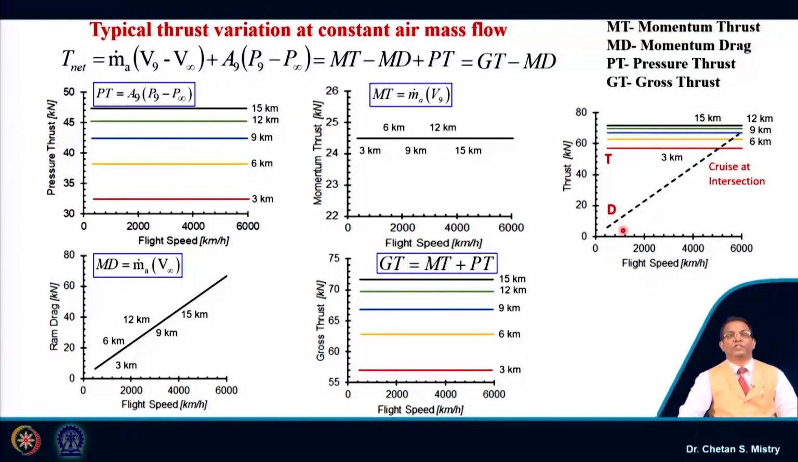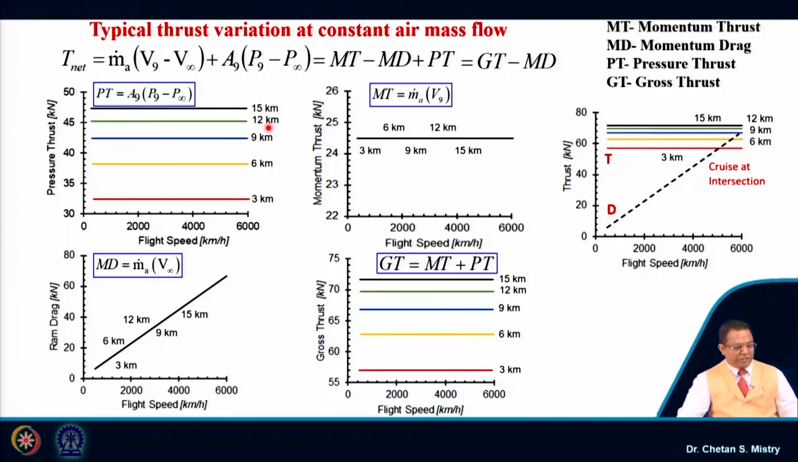Now, this is a scenario we can say is an ideal condition, because what we know is that my mass flow rate is a function of density times area times velocity. When we say density, that is a function of pressure and temperature. Same way, V infinity is my flight speed. So we can understand, if I assume the mass flow rate is constant, this will be the scenario.